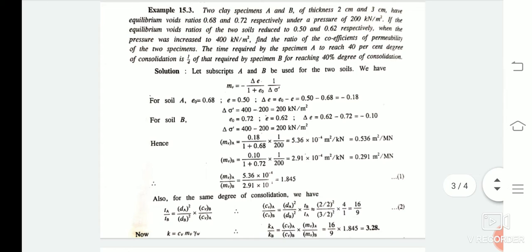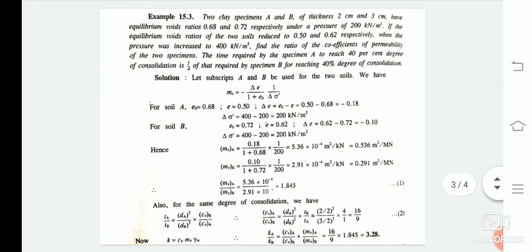So if we want the ratio of the coefficients of permeability of samples A and B, we can substitute in the equation CvA into mvA divided by CvB into mvB, as the unit weight of water is common in both cases, so we are not writing its value. Substituting 16 by 9 multiplied by the ratio of the coefficients of volume change, 1.845, we get the coefficient of permeability ratio as 3.28. So we get the ratio of the coefficients of permeability of the two samples from this relationship.